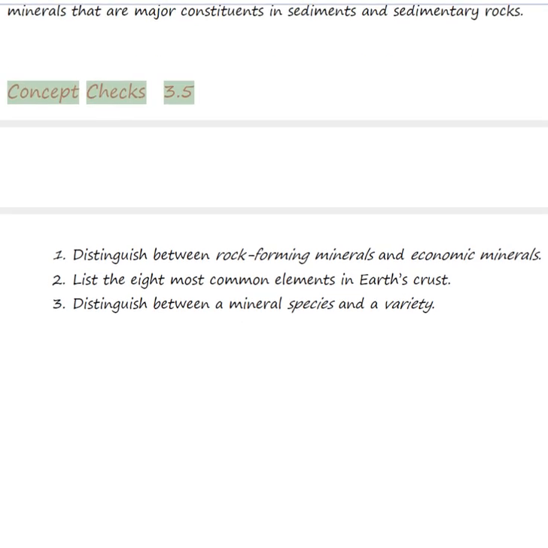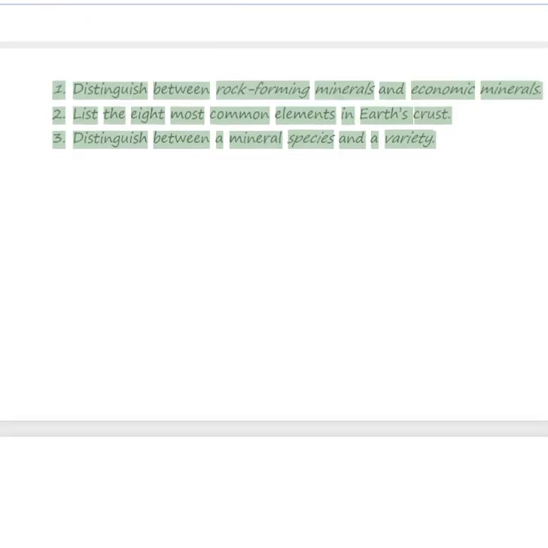Concept checks 3.5. 1. Distinguish between rock-forming minerals and economic minerals. 2. List the 8 most common elements in Earth's crust. 3. Distinguish between a mineral species and a variety.